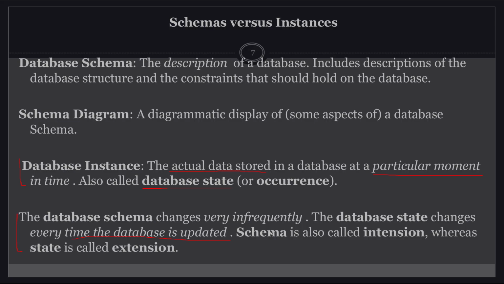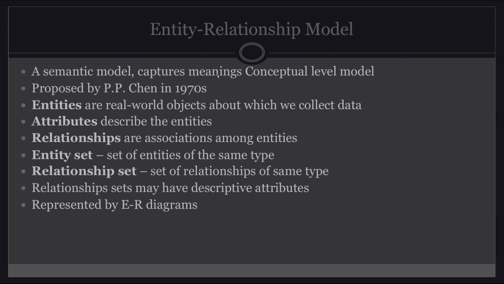Okay, now that's the database state. And when it comes to the schema, it doesn't change as often because in theory you should have thought about this a lot at the start of the design of the database and then kind of fixed it. You're not going to change it again. So that's called the intension, and the database state is called the extension, as we mentioned earlier.